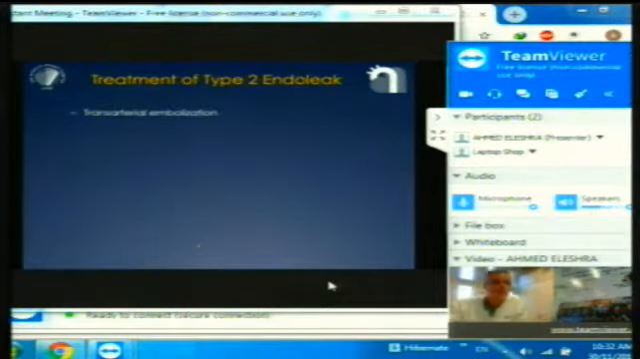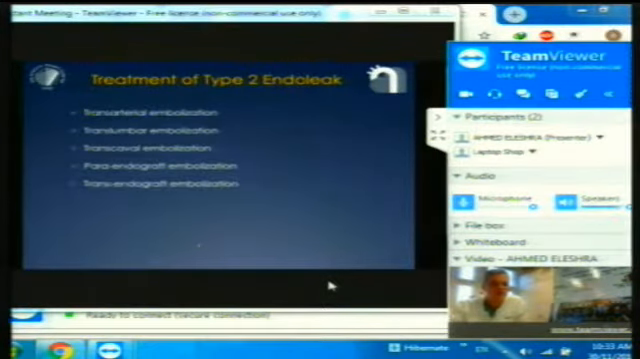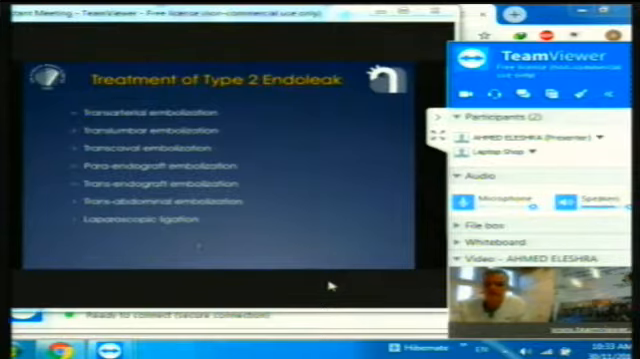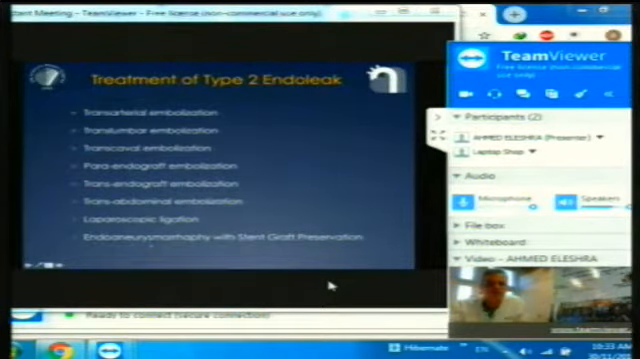So then we come to the treatment options for type 2 endoleak, and these options include transarterial embolization, which is the classical way, translumbar, transcaval, paraendograft, transendograft, transabdominal, and laparoscopic ligation, and you can see that this is a large variety. I don't think that every center needs to be able to do all these techniques, but maybe 2 or 3 are necessary to be practiced in every big center. I will go into some of these. As you see here, there's also always the option of open treatment of type 2 endoleaks by opening the aneurysm sac, leaving the stent graft in place and sewing over the ostia.